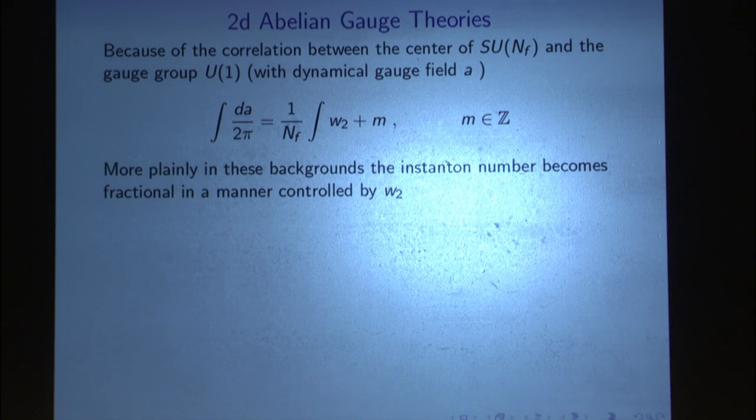So what happens? Well, the first thing that happens is that there's an interesting difference in the fluxes. Because of the correlation of the center of SU(N_F) and the U(1) gauge group, here I'll call the dynamical gauge field A, we have this interesting quantization condition, which is that the integral of dA over 2 pi, if w_2 is 0, is just an integer. That's the standard quantization. But if w_2 is non-zero, we have this fractional quantization here. So more plainly, what it means is that in these backgrounds where w_2 is non-zero, the instanton number, which was computed by this integral, becomes fractional. But its fraction is controlled by this background field, w_2.